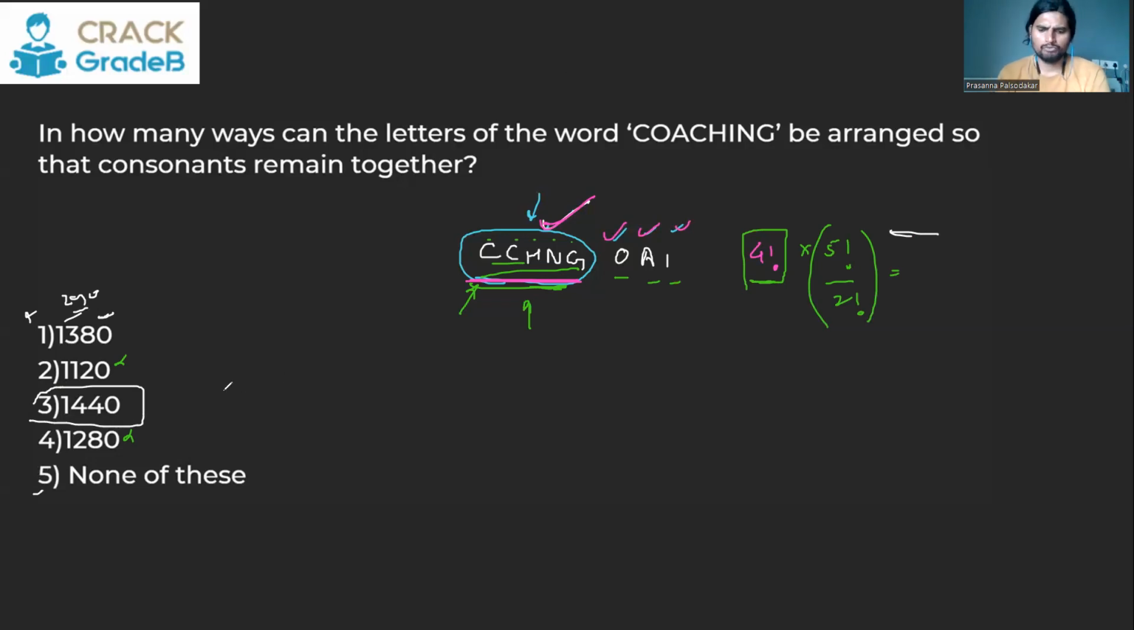It's not that difficult. 4 factorial is 24. 5 factorial is 120 upon 2. This is 12. 12 into 120 is 1440, which will be the answer. Easy.